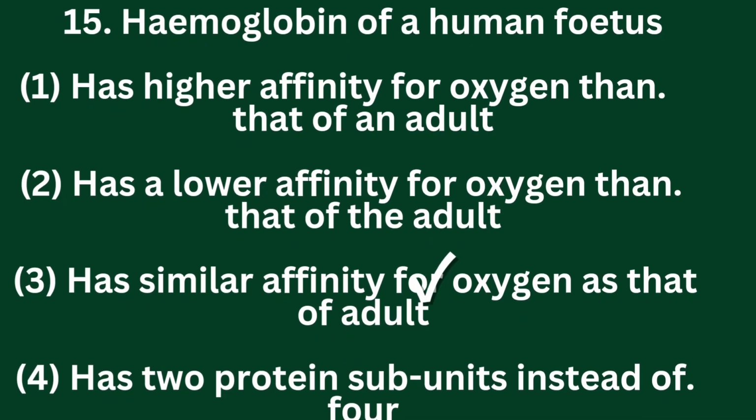Hemoglobin of a human fetus: 1. Has higher affinity for oxygen than that of an adult. 2. Has a lower affinity for oxygen than that of the adult. 3. Has similar affinity for oxygen as that of adult. 4. Has 2 protein subunits instead of 4.